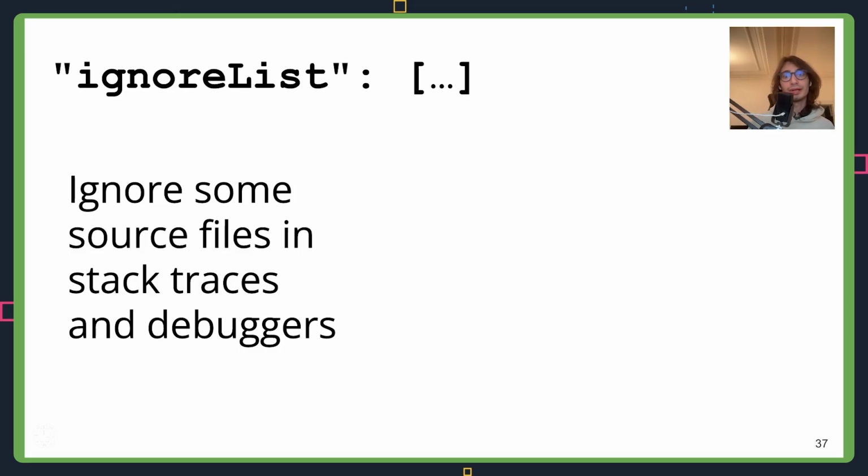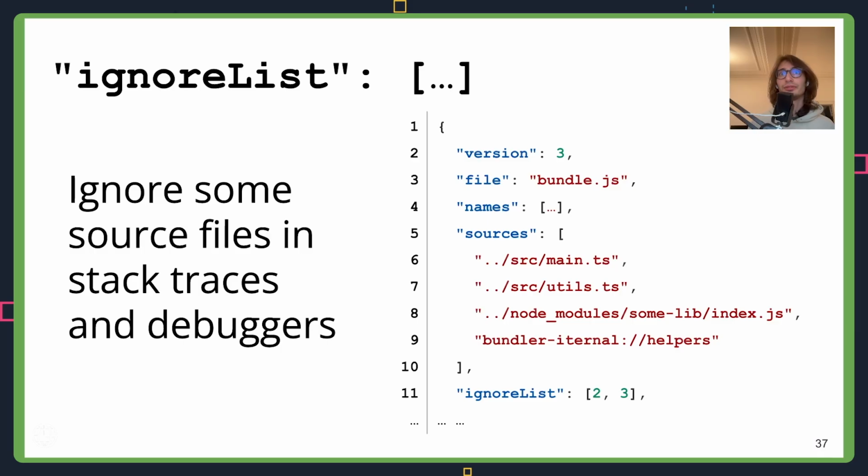And so this basically gives tools a way to mark code as not being actually written by the JavaScript developer, and so not actually being relevant when the developer tries to debug their own code. And it's just a new field in source map files that says, we have this list of sources, but in this case, source 2 and 3 should actually be skipped.